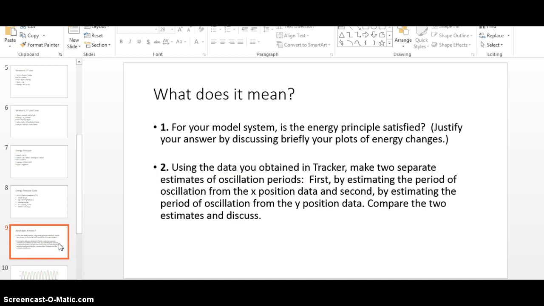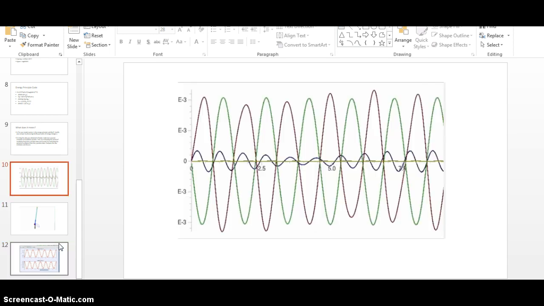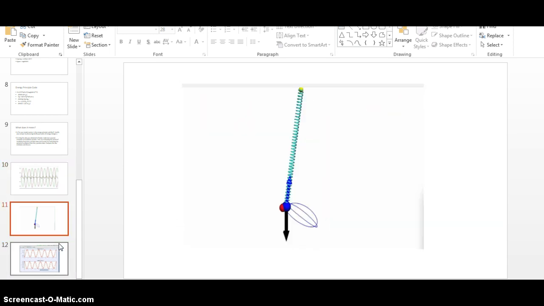So we go down to, what does it mean? For your model, is the energy principle satisfied? Well, we're looking at the screenshots here. The first image represents a spring mass system where the blue ball represents the predicted motion and the red ball represents the observed motion. You can see from this image that the red and the blue ball don't line up exactly, which can be a result of the difference in the intervals used in VPython compared to Tracker.